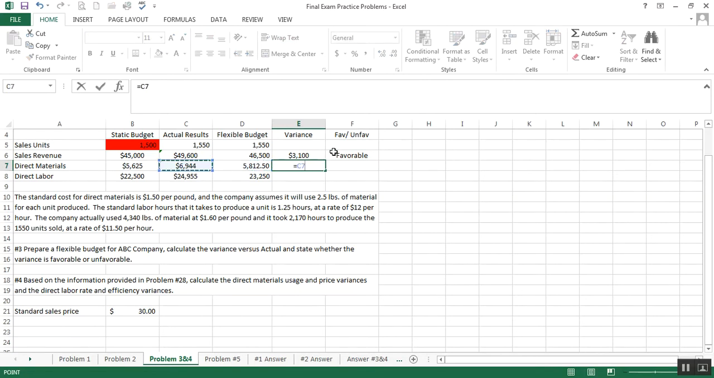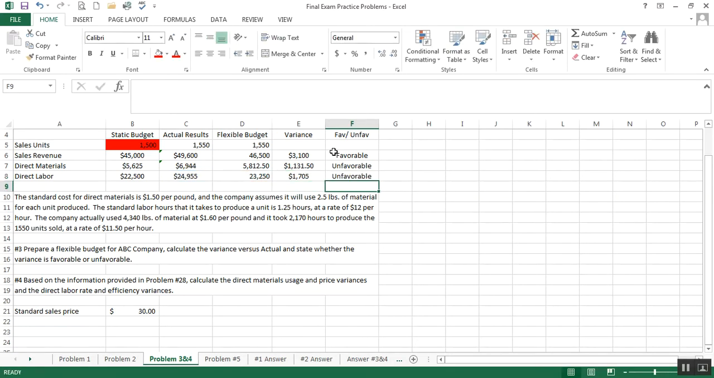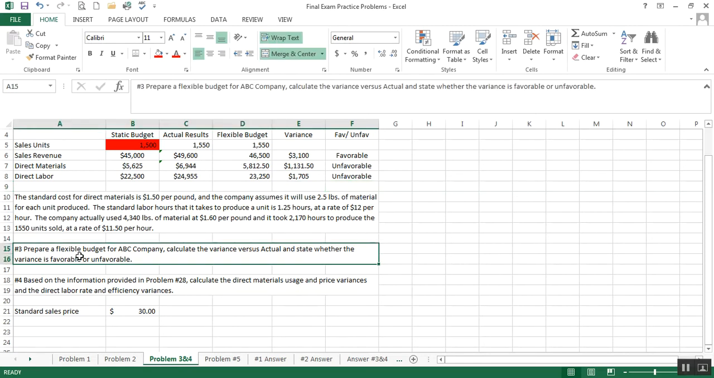We actually spent $6,944 on direct materials, and we thought we should have spent $5,812. So that's an unfavorable variance because we spent more than we thought we would. And then labor, we spent $24,955 versus what we thought we should have spent of $23,250. And again, that's unfavorable because we spent more than we should have based on our original assumptions. So that's how you prepare a flexible budget.